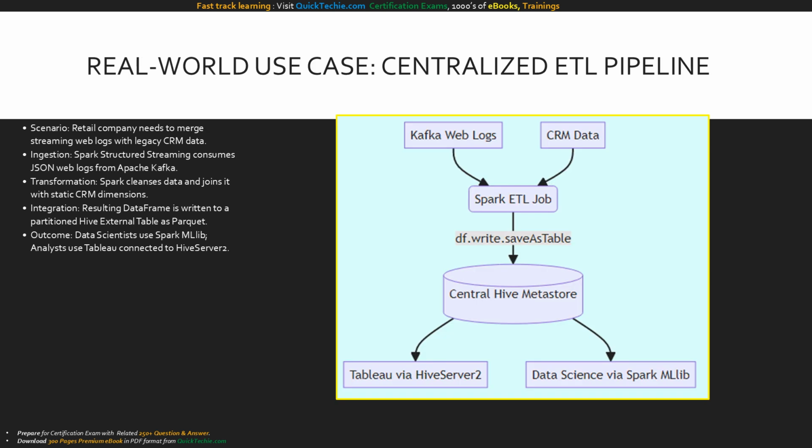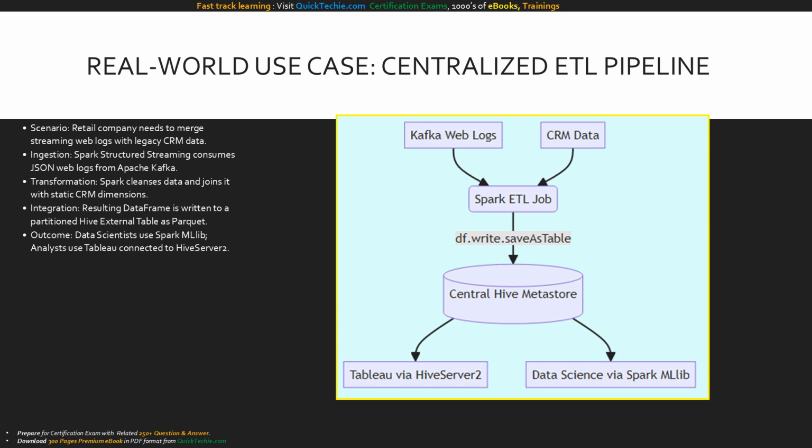Let's cement this with a highly impactful real-world use case, a centralized ETL pipeline for a major retail company. Imagine we need to merge high-velocity streaming web logs with slow-moving legacy CRM data. First, we use Spark Structured Streaming to ingest the JSON logs from Apache Kafka. Within the same Spark application, we transform, cleanse, and join this streaming data with our CRM dimensions.